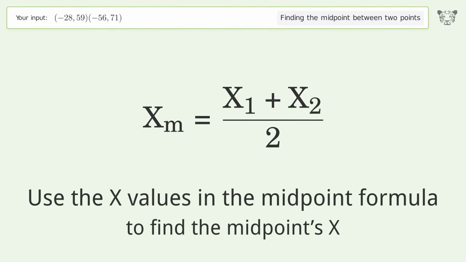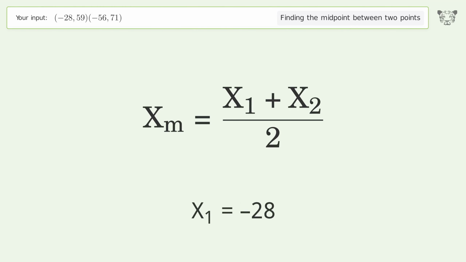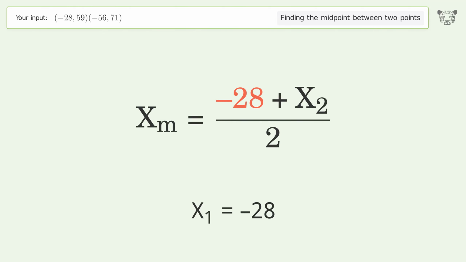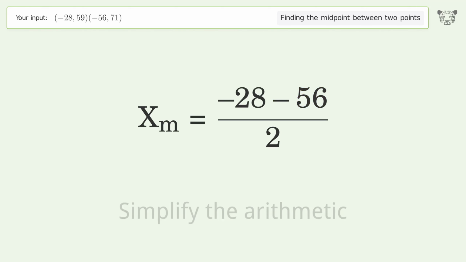Use the x values in the midpoint formula to find the midpoint's x. x1 equals negative 28. x2 equals negative 56. Simplify the arithmetic.